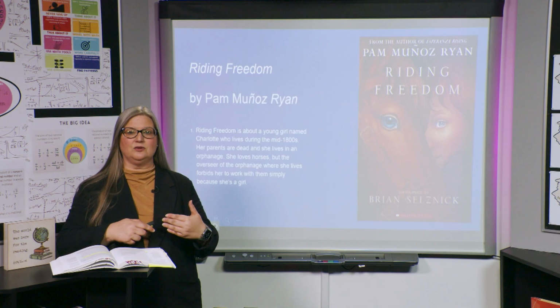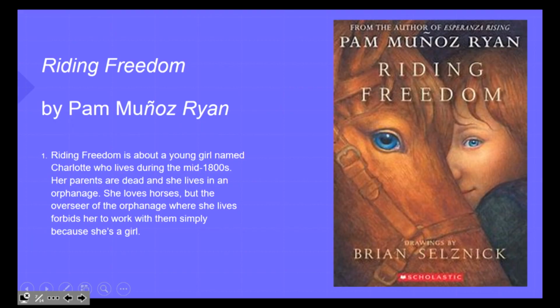So today we're going to read an excerpt from Writing Freedom. Writing Freedom is about a young girl named Charlotte who lives during the mid-1800s. Her parents are dead and she lives in an orphanage. She loves horses and she's been working with horses in this orphanage. We're going to learn more about Charlotte in this text, and Charlotte is going to get some advice from some very wise people.